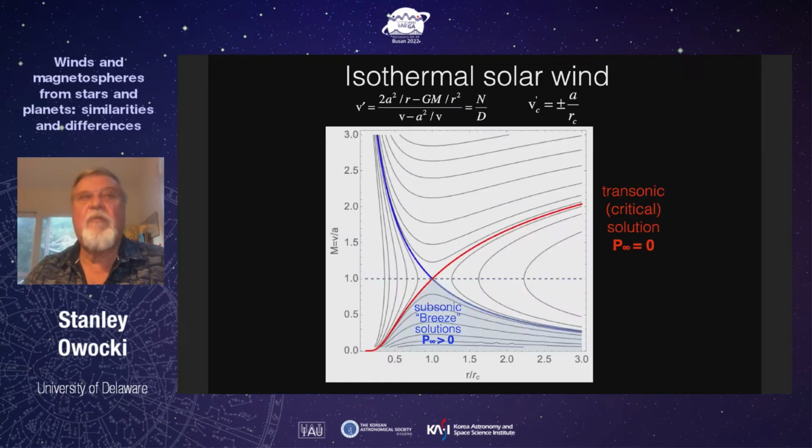And so you can just then plot the topology of all the different possible solutions you could have of that equation, in general, the numerator or the denominator. But there's one solution that goes from slow velocity to high velocity, and that's called the solar transonic solution. And that is the only solution that has 0 pressure at infinity that actually maps on to a hydrostatic base. And all the solutions here that are subsonic, they're possible. They're called solar breeze solutions. They all have finite pressure at infinity, so they can't be the actual solar wind.